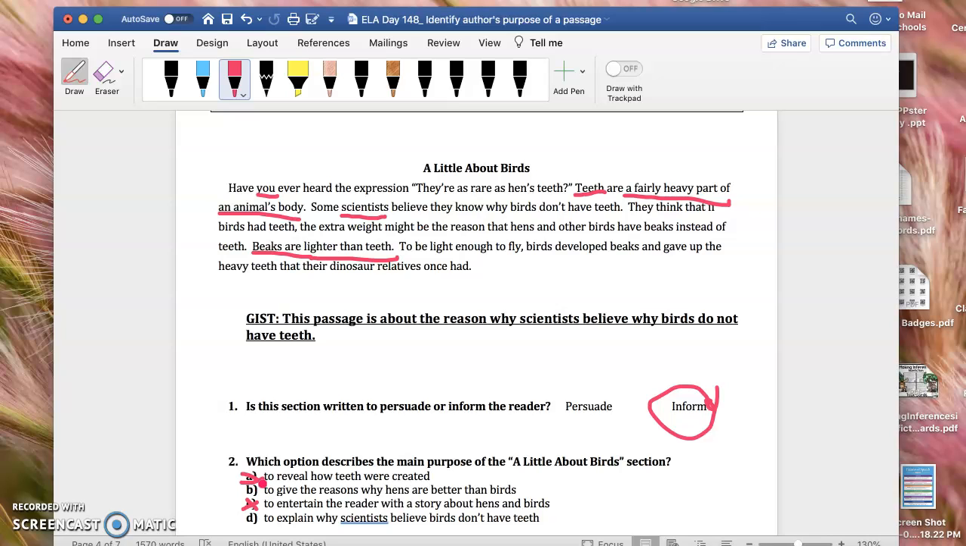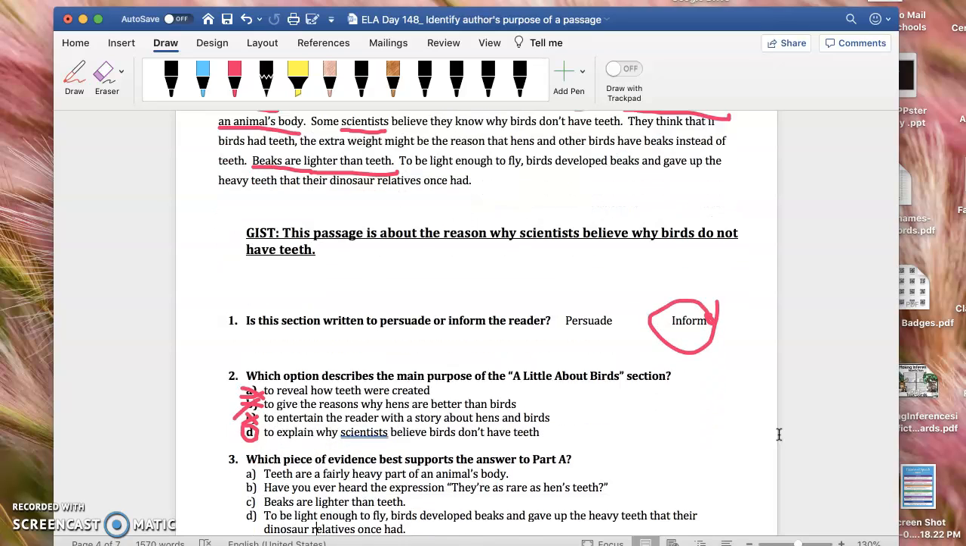We know that this text is informing us, right? Is it giving us reasons why hens are better than birds, or is it explaining to us why scientists believe that birds don't have teeth? I can actually match up the purpose with my gist, right? This is why we know it's important to write your gist. The gist: scientists believe that birds do not have teeth. So I know that this must be the purpose. They're explaining to us why scientists believe that birds do not have teeth. Okay, explain, inform, those are synonyms, right? They mean the same thing.